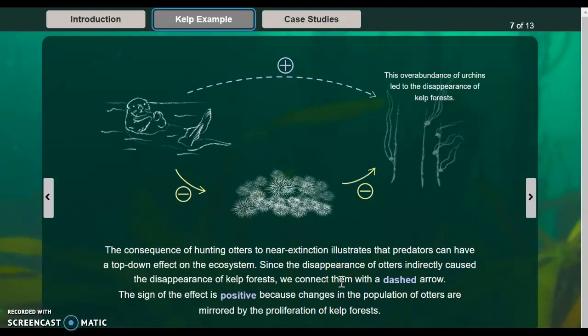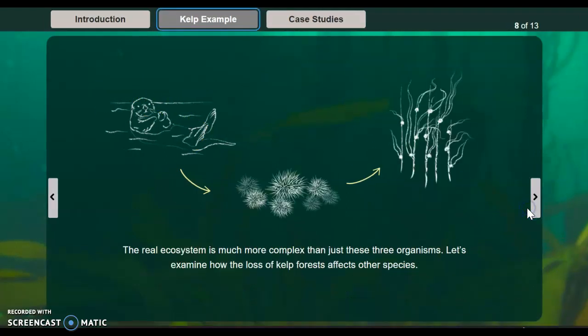So a consequence of hunting the otters to near extinction indicates that that predator can have a top-down effect on the whole ecosystem. So even though it's only affecting the consumption of the sea urchins, that's also affecting the amount of kelp that's eaten indirectly. So we can connect it with a dashed arrow. The sign is a positive effect because the population of otters is mirrored by the proliferation of the kelp forest. There are more complex interactions than this, but this is just an example.